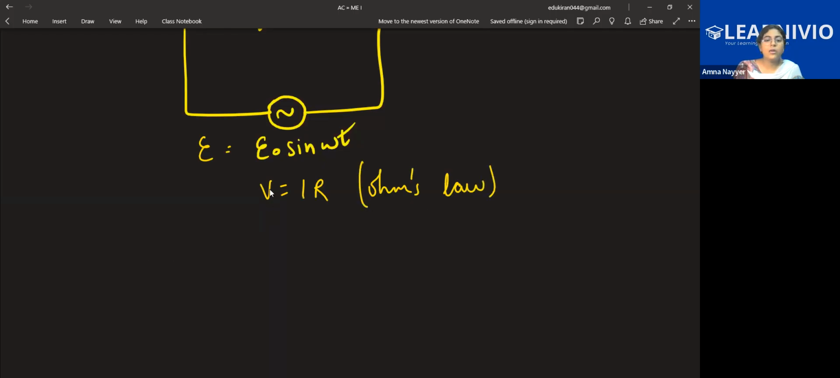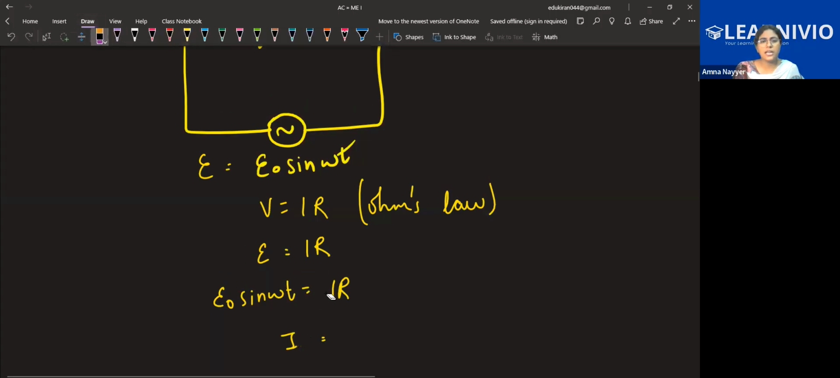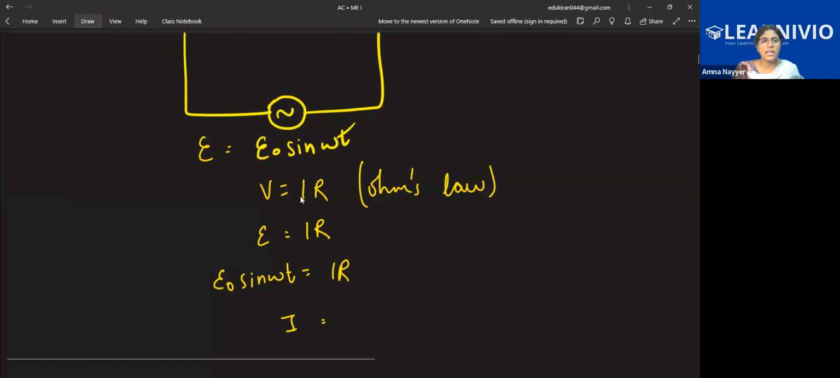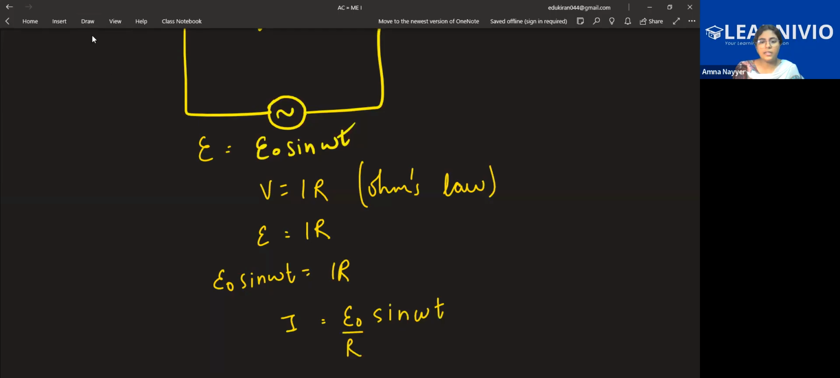Now, V, or we can write it as E also, and E's value is E naught sine omega t, is equal to IR. So, what is I equal to? I naught, or instead of I naught, let's say I. Here it is I. I is equal to E naught sine omega t divided by R.